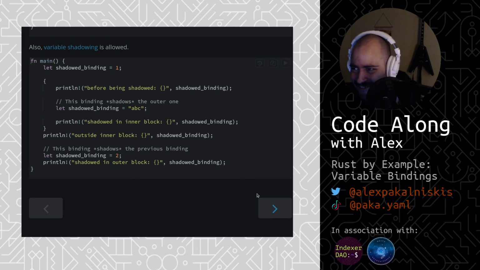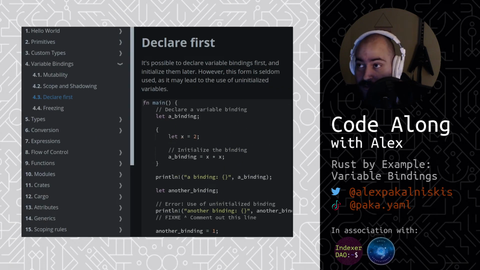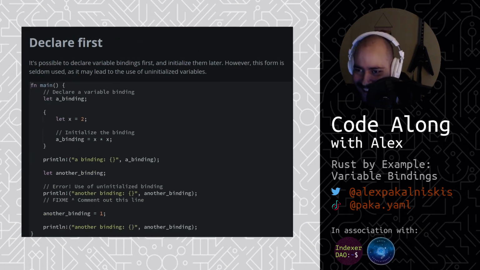Move on to the final section of today's, or not the final, apologies. We got 2 more sections. Let's go. So we're going to create a new cargo project, but first, let me read this blurb. It's possible to declare variable bindings first and initialize them later. However, this form is seldom used as it may lead to the use of uninitialized variables.